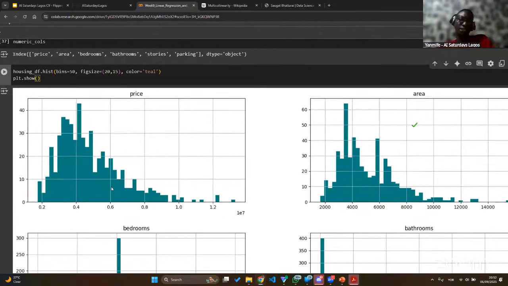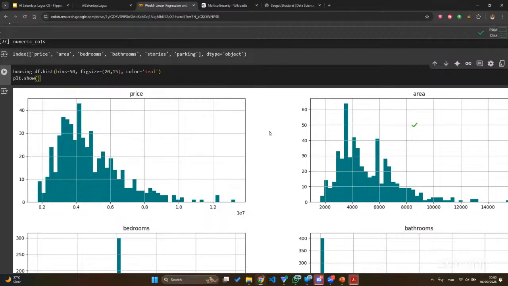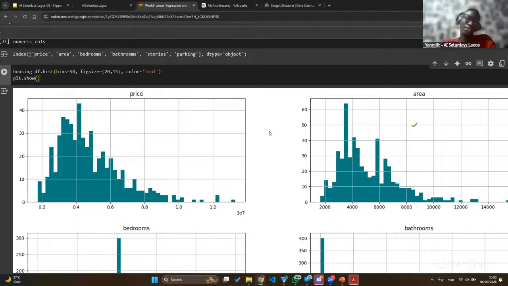This one is showing us the distribution of the price, and this is showing us the distribution of the area. From the distribution of the price and the distribution of the area, what is this telling us? Does anybody want to give it a shot? Given this particular graph of the price, what can we deduce from it?